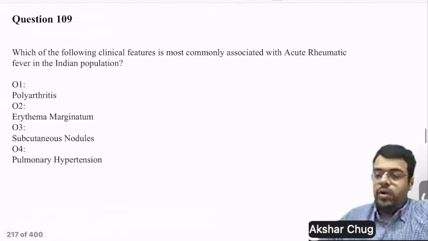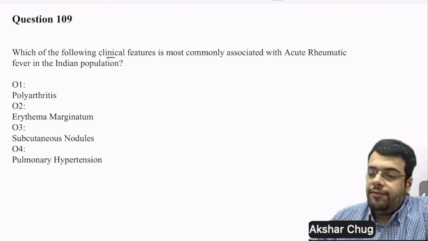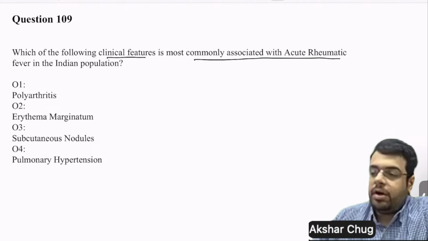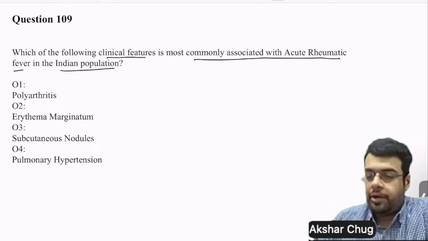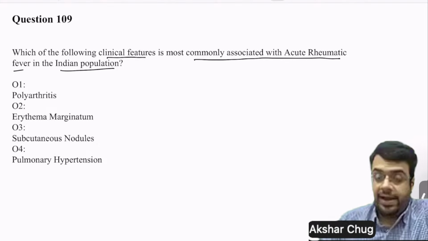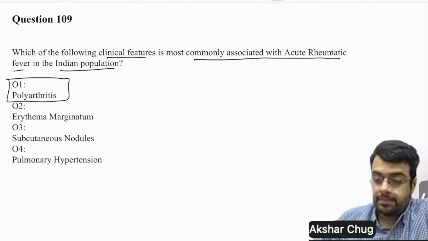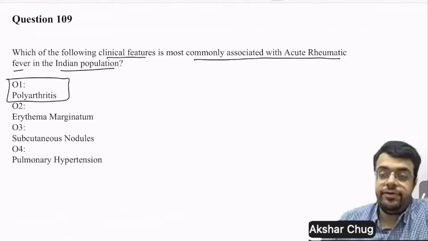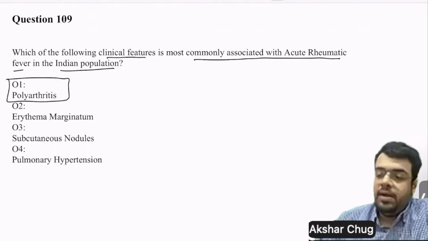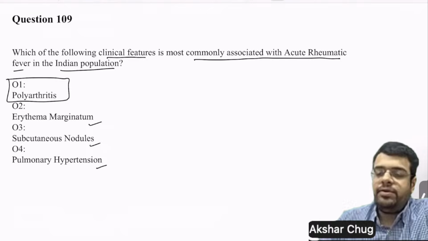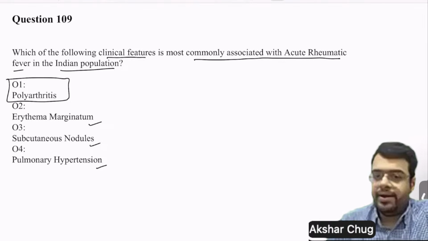Question 109. Which of the following clinical features is most commonly associated with acute rheumatic fever in the Indian population? So again, as a fact, polyarthritis is the most common manifestation seen in the Indian population. Erythema marginatum, subcutaneous nodules, and pulmonary hypertension are usually late features and less common than polyarthritis.